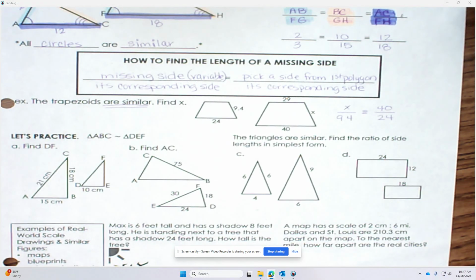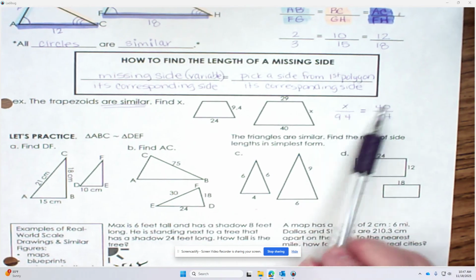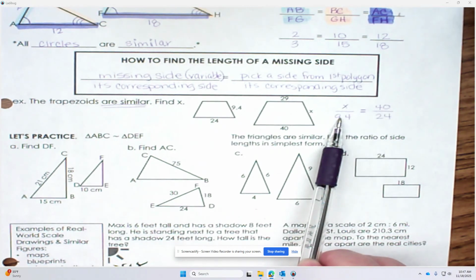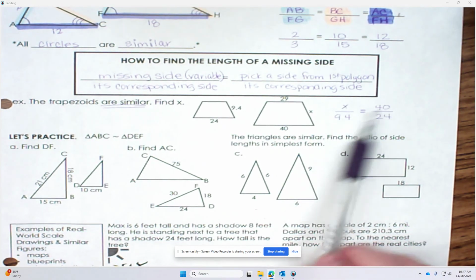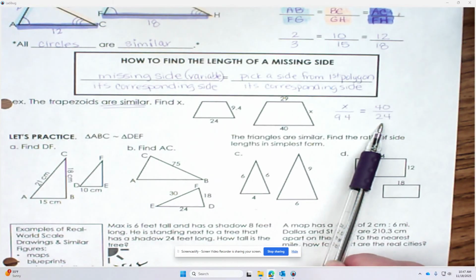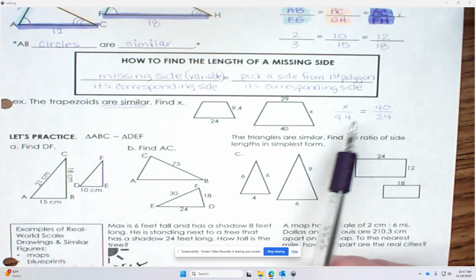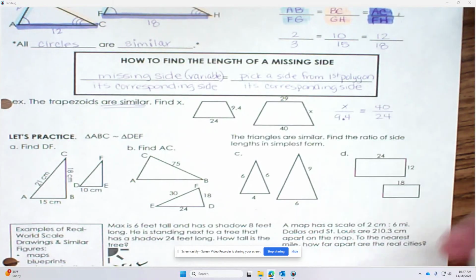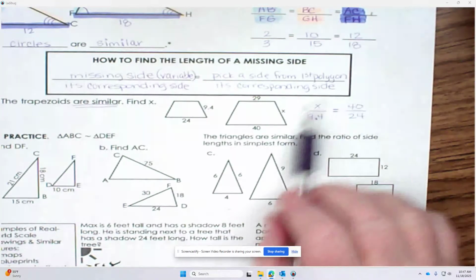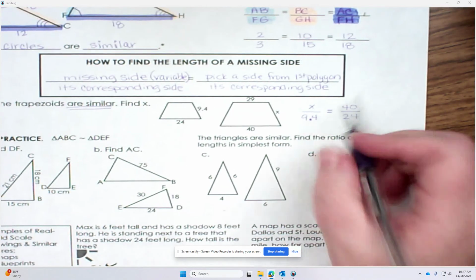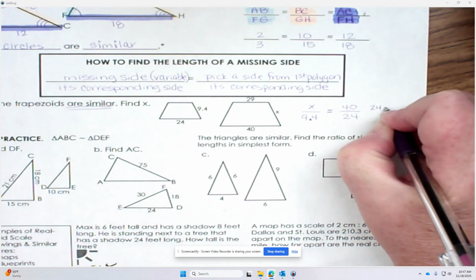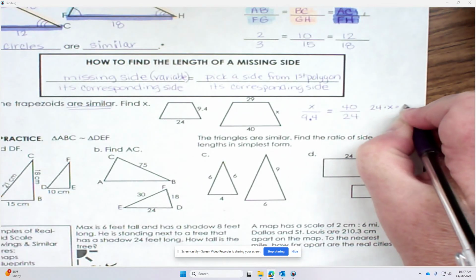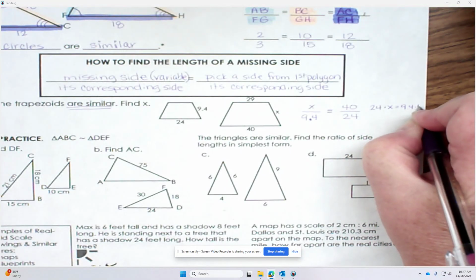Now I have a proportion, and we should remember back to past grades and assignments that we can solve a proportion using, you can call it any method you want. I usually just call it cross multiplication. We should know that 24 times x is equal to 9.4 times 40. So I'm going to make an equation that I can solve with this by saying 24 times x is equal to 9.4 times 40.